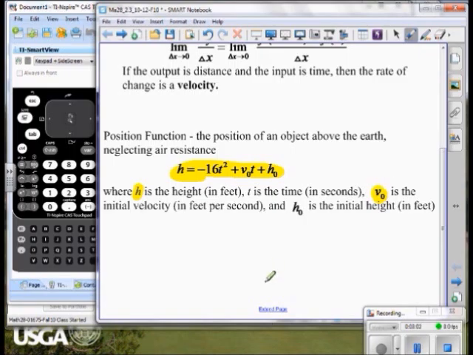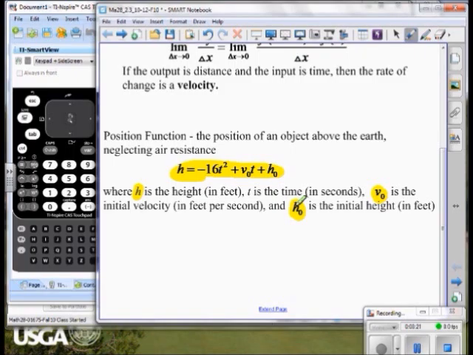That would be v sub 0, and so we need to know what that is. H sub 0: if I'm on the ground and I shoot this projectile into the air, and h represents how high above the ground it is at any given second, if I start on the ground, my initial position is 0.